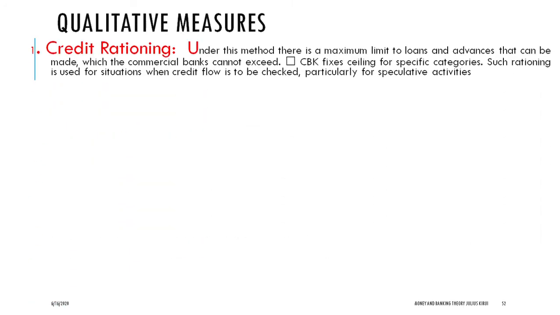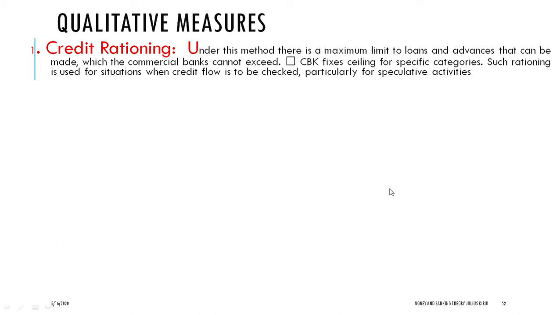Qualitative measures. Qualitative measures are direct measures which the central bank uses to control money in the market, supply of money and supply of credit in the market. Under this method, there is a maximum limit to loans which the commercial bank cannot exceed. So, a maximum limit which the commercial bank has put forward.